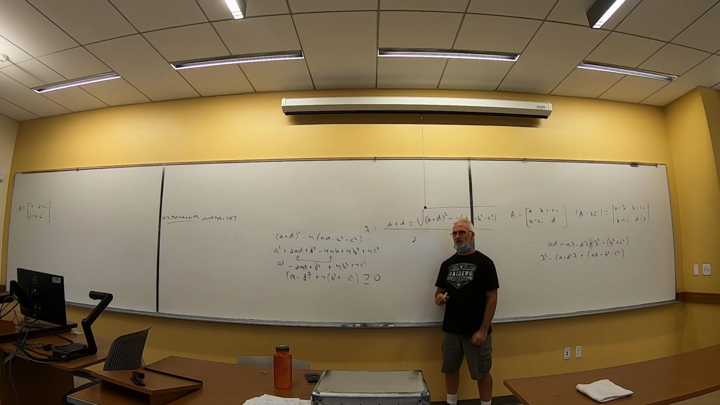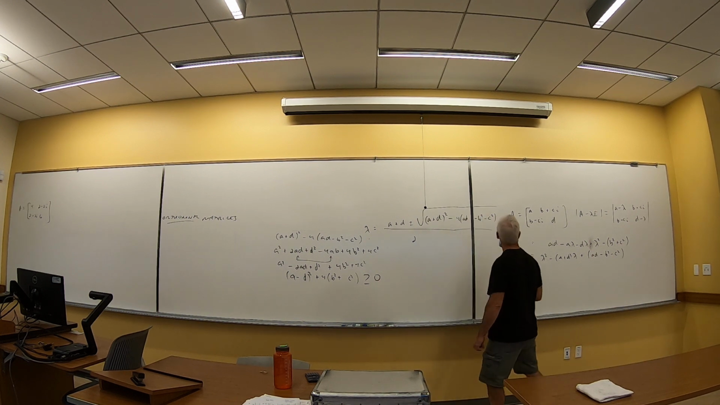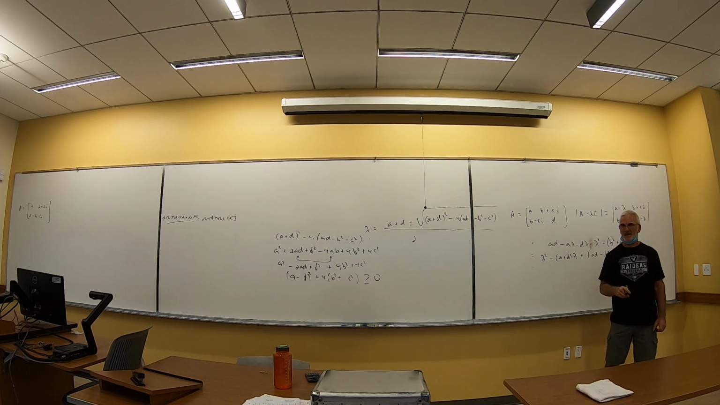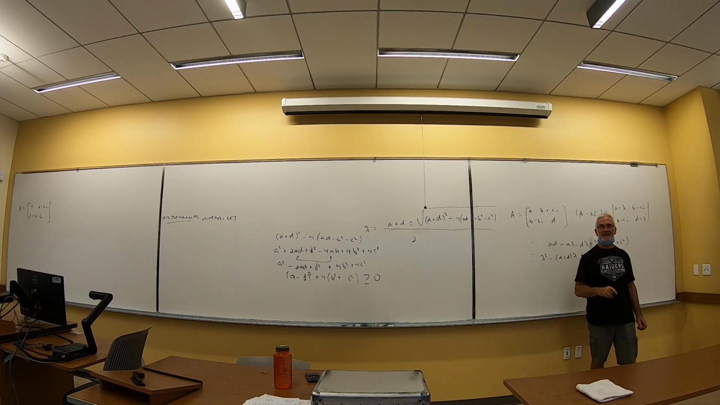Could this ever be 0? Yeah, if b and c are both 0 and a equals d. If b and c are 0 and a equals d, then I'm starting off with a real diagonal matrix to begin with, aren't I? Boy, that's kind of boring. And then we already know the eigenvalues would just be those entries.